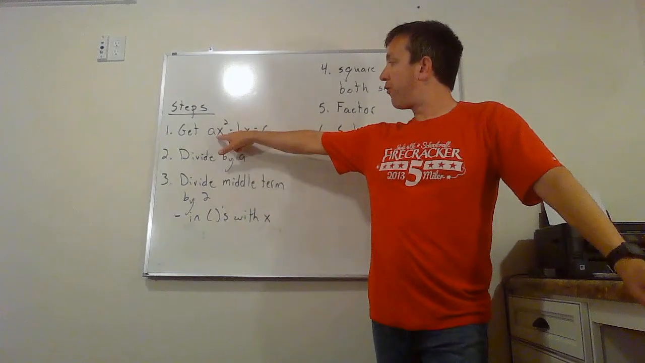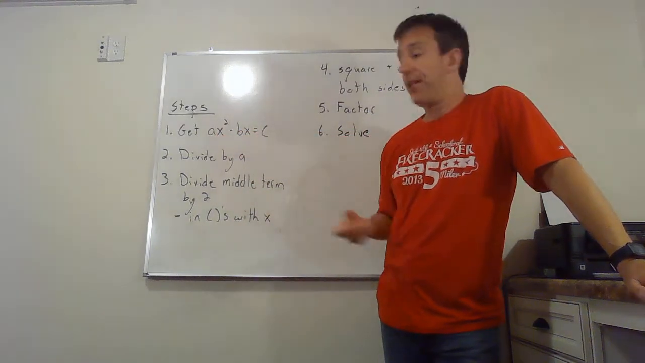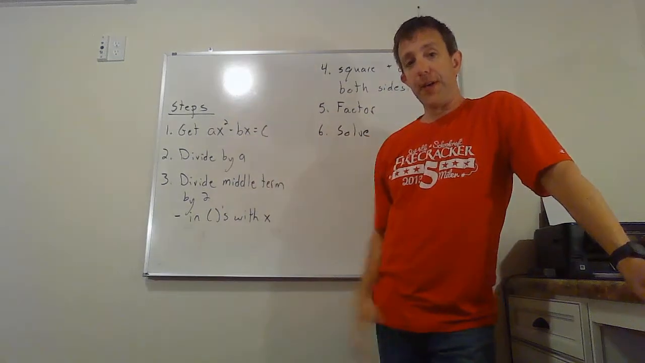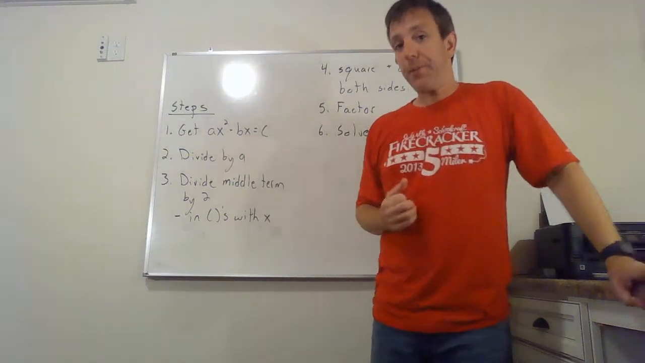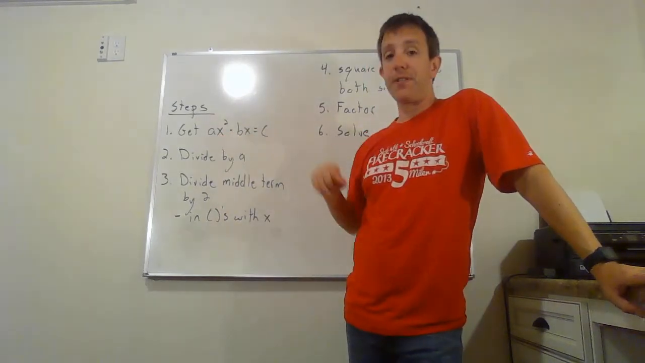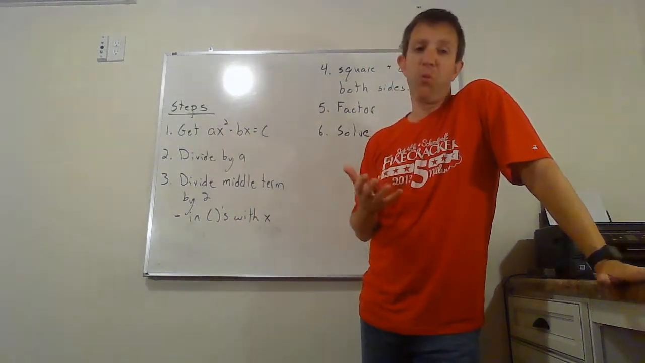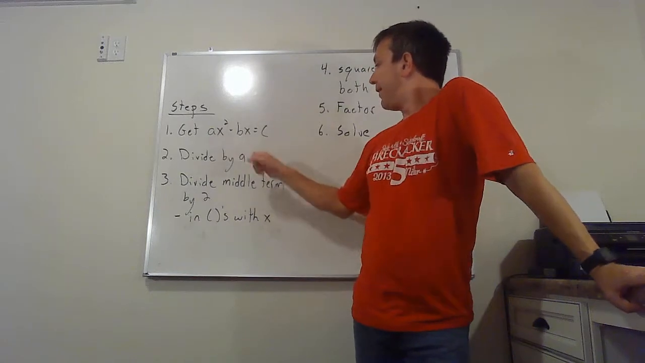First, get it in the form ax squared plus bx is equal to c. Any plain numbers, move them to the other side all by themselves. Step 2, we need to divide by a. Unfortunately, we can only complete the square when we have just plain x squared at the beginning, or y squared. I mean, it could be whatever letter.